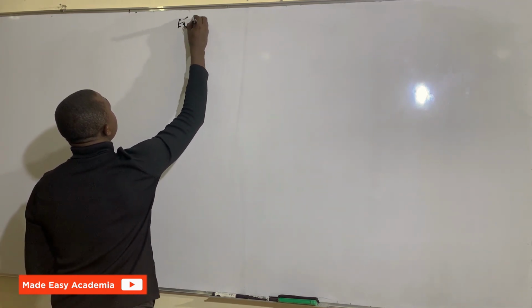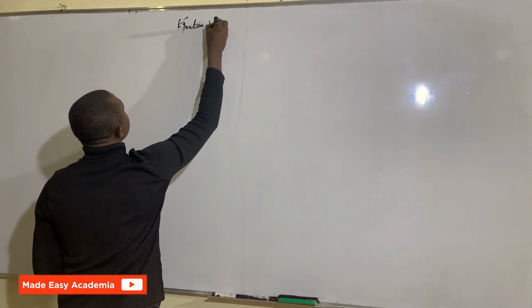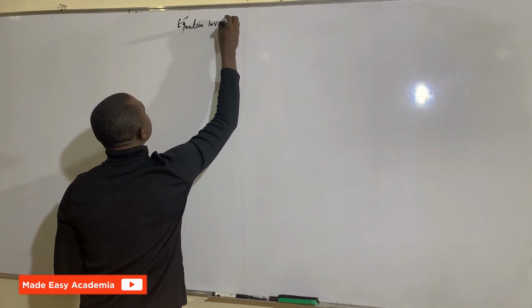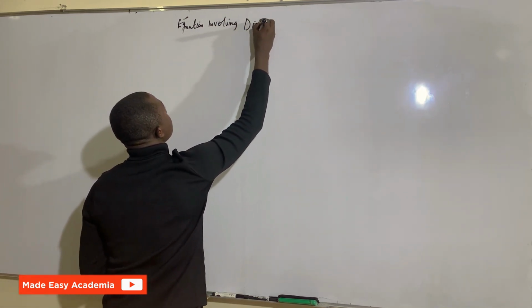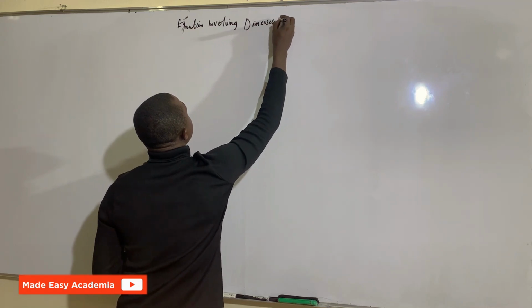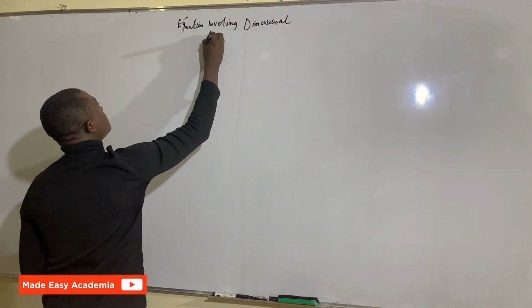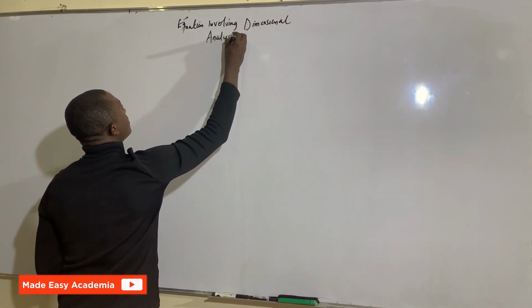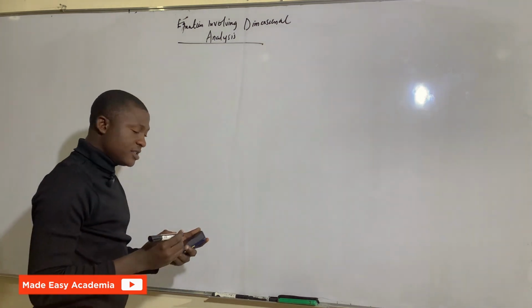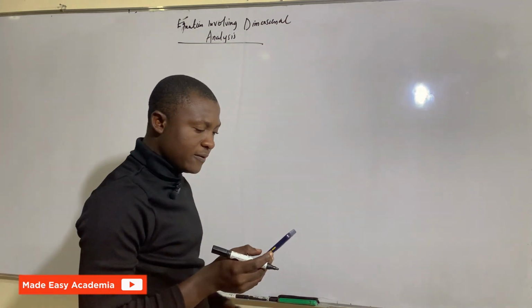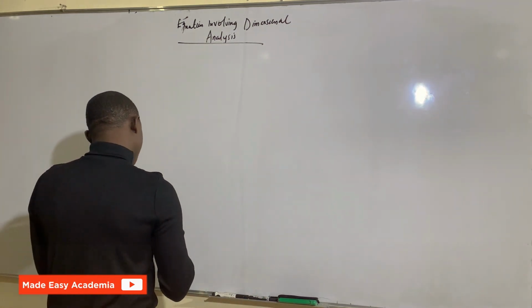Equations involving dimensional analysis. In this area, as I mentioned, we'll be looking for unknown values. It might be x, it might be y. It depends on what we are looking for. Let's look at some past questions that we have here.